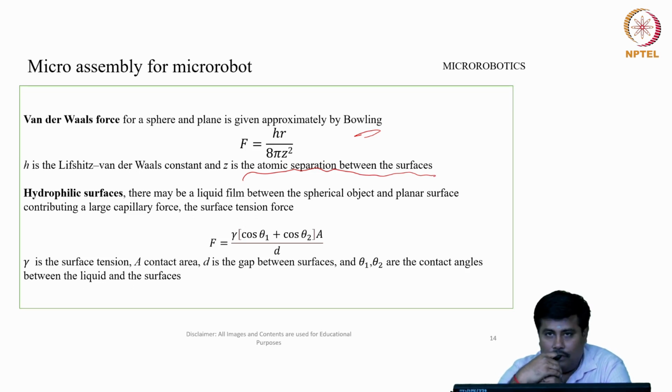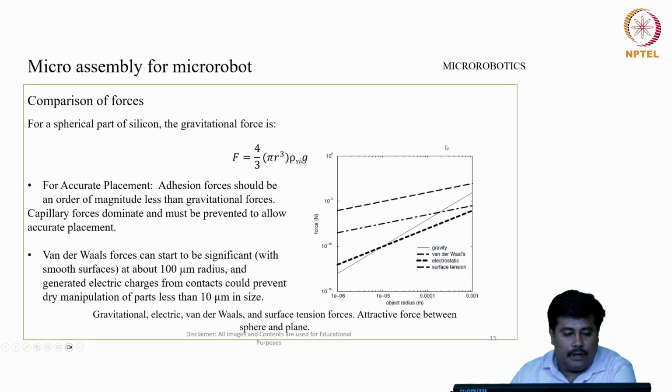Then we have these hydrophilic surfaces. As far as these hydrophilic surfaces are concerned, there may be a liquid film between the spherical object and the planar surface, which contributes a large capillary force, that is the surface tension force. The surface tension force F is gamma cos theta 1 plus cos theta 2 times A by D. Gamma is the surface tension, A is the contact area, D is the gap between the surfaces, and theta 1 and theta 2 are the contact angles between the liquid and the surfaces.